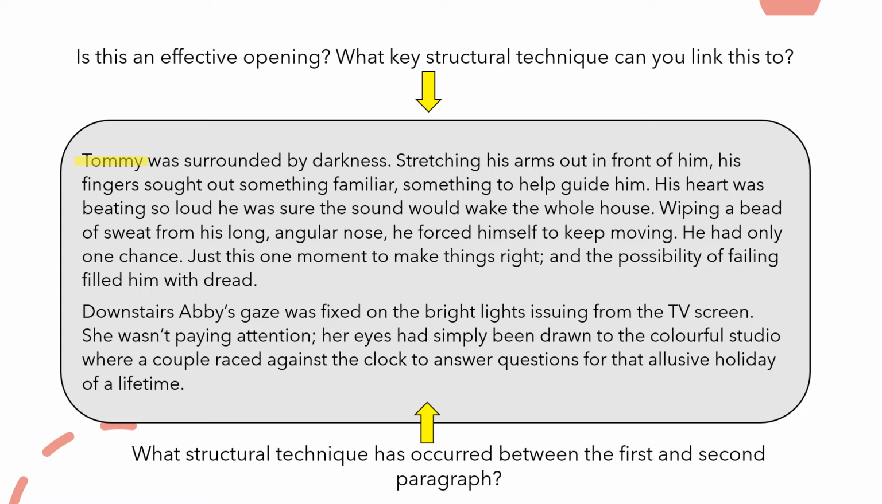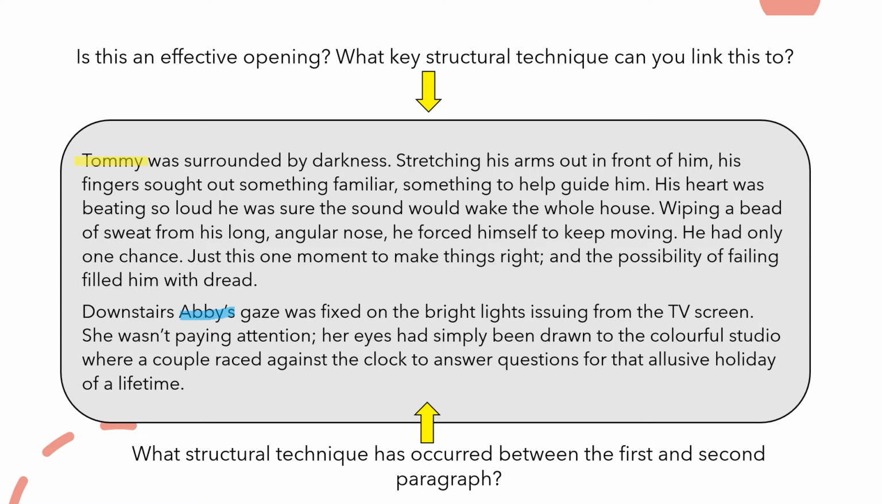When we look at the second paragraph, however, we see there's a massive shift here, a shift in focus. So we're now no longer talking about Tommy, we've now shifted to another character who's referred to as Abby. So is that an appropriate shift in focus? Is that something that's going to engage you as a reader? If not, then maybe you need to have a look back at the source and see if there's another appropriate shift in focus or other structural technique you can comment on.